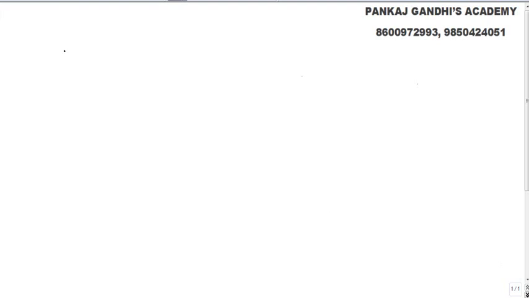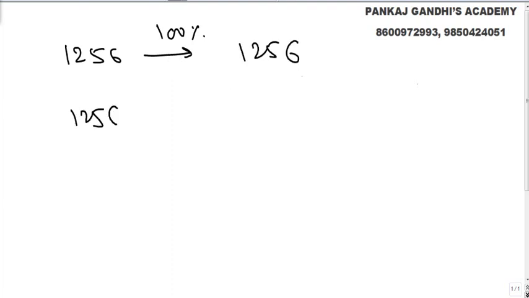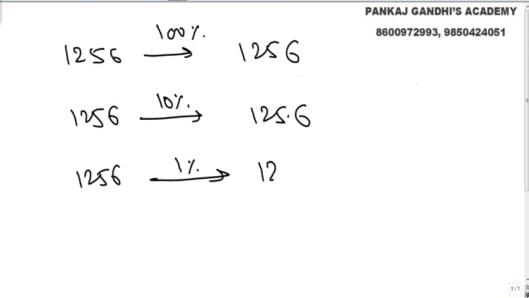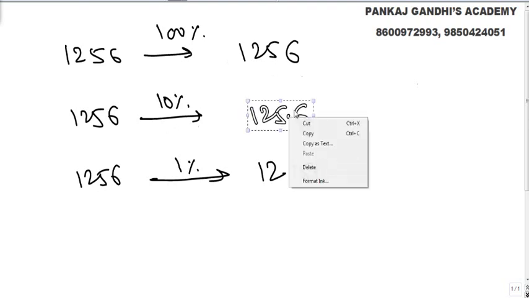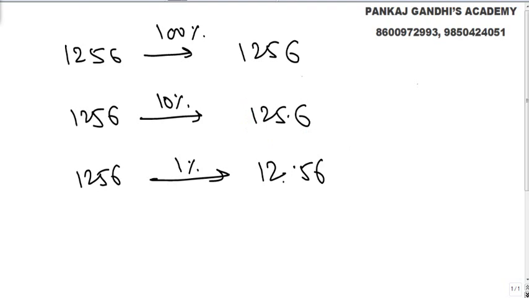Now let's say if we have to calculate 1256, what is 100% of the number? 100% is same thing out of same thing. If we need 10% of this, simply it's 1 decimal shifted. 1% of this number is 12.56. 100% is same number, 10% is 1 decimal shifted, 1% 2 decimal shifted, and going on.